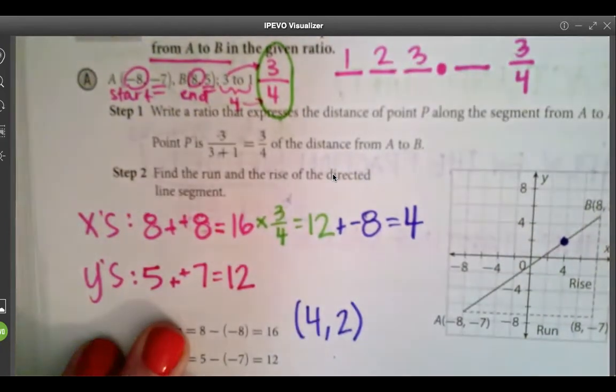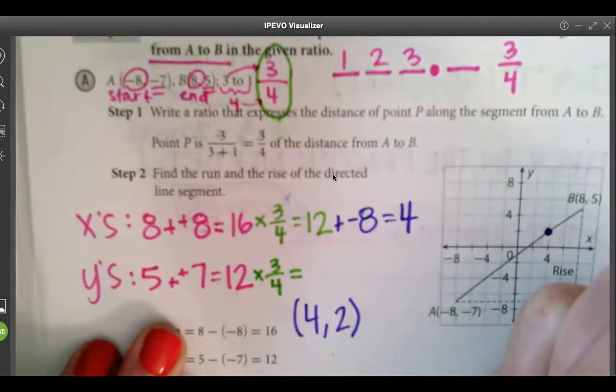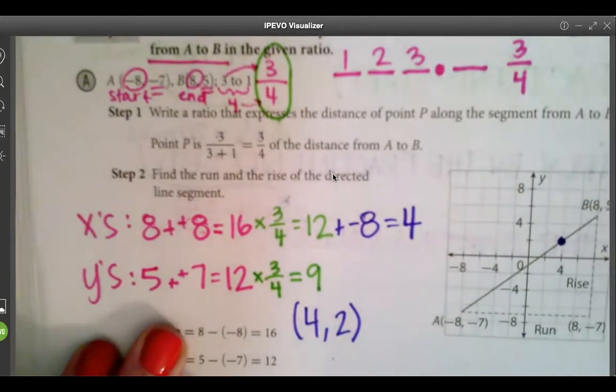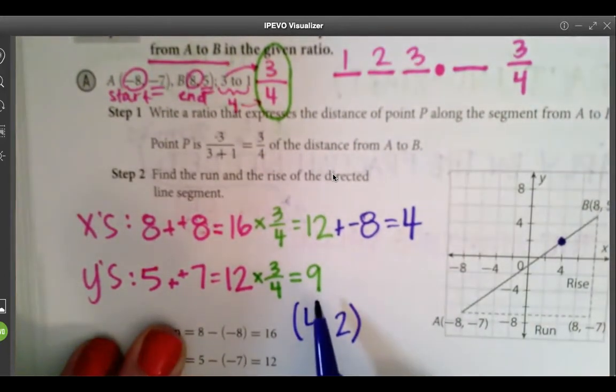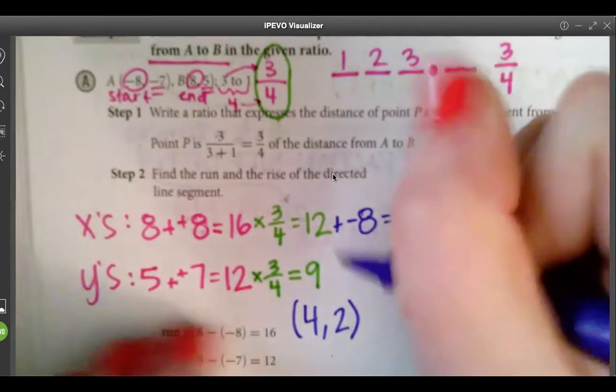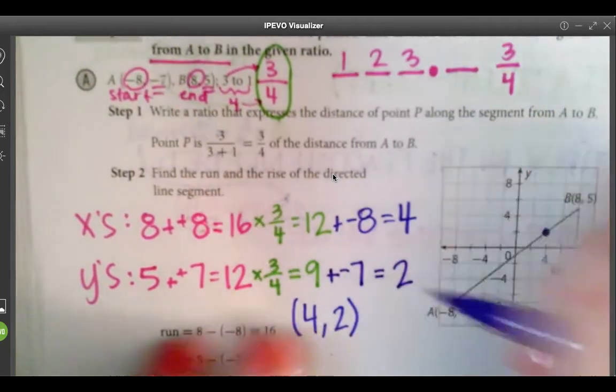Tells us the whole line is 12 spaces. Multiply by the fraction of spaces that we need, and it comes out to 9. We need 9 of those spaces. And that needs to be tacked on to the front of the line, or the beginning point, which was -7. So add -7. And there's your 2.